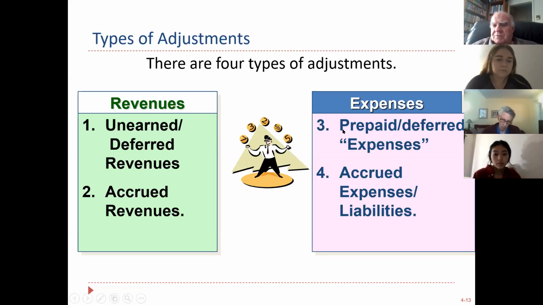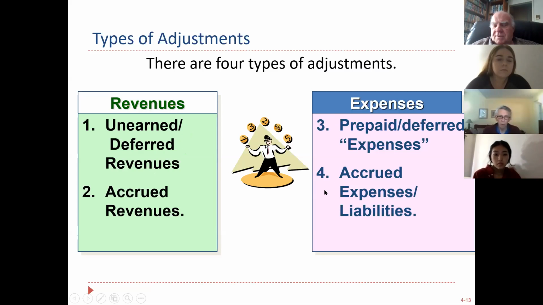You bought an insurance policy, you credited cash. You received the money, you debited cash. You debited an asset, you credited a liability. They're the same thing. Accrued revenues and accrued expenses.